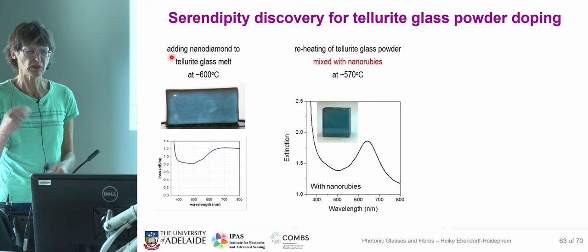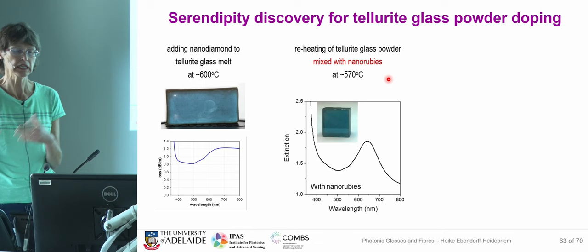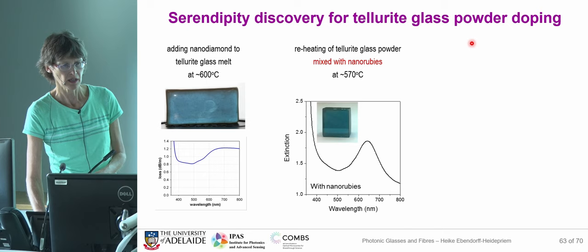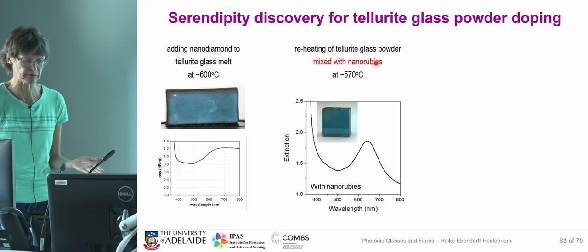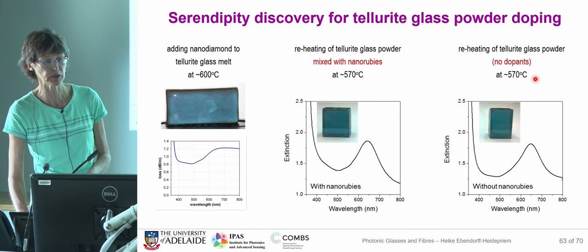To our surprise, we got the same color when adding nanoruby to telluride glass powder. So we mixed the powder with nanorubies, melted it and got this blue color. But the nanorubies have no reducing components on them. So what's going on here? So as a control experiment, we had no dopants. We just took the telluride glass powder and remelted it at a relatively low temperature. And we got this color.